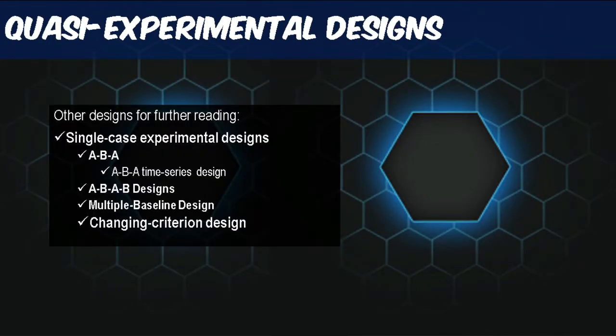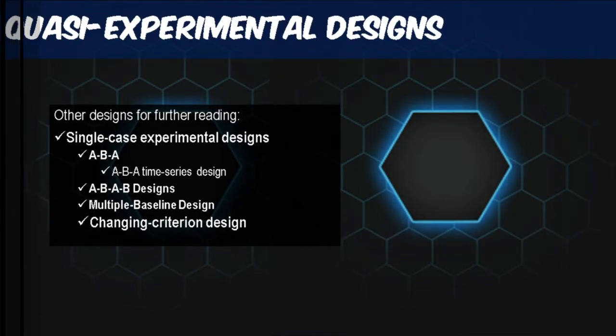Other quasi designs not included in this presentation could perhaps be your reading assignment. We have what we call single case experimental designs. Specific types: we have the ABA design, the ABAB design, the multiple baseline design, and the changing criterion design.